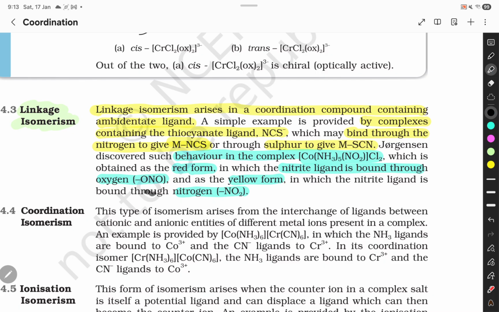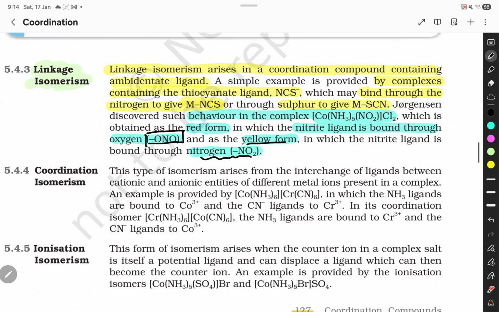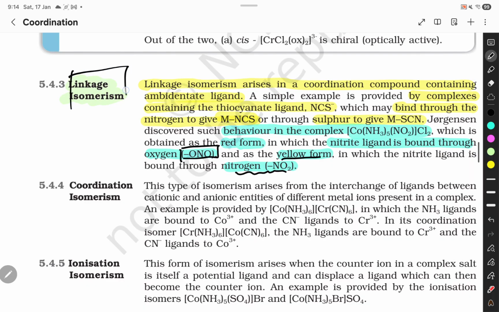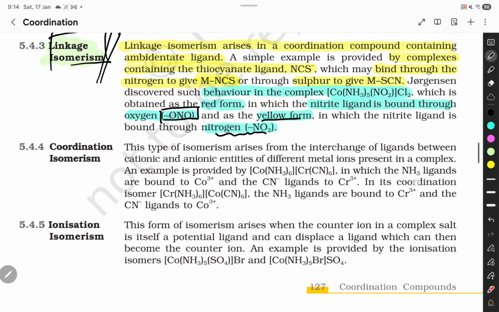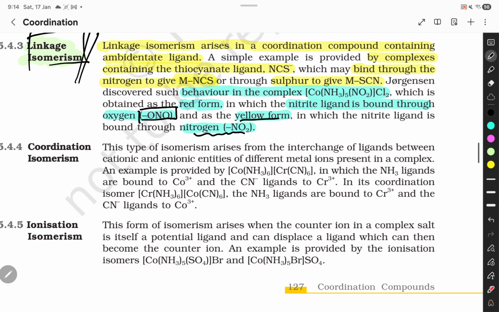So as you guys can see, this specific compound, Co(NH3)5NO2 Cl2, when it's obtained in the red form, it's bound by oxygen, and when it's obtained in the yellow form, it's bound by nitrogen. That's all. Basically, he's trying to tell that this is also an existing isomerism, and I feel like it's a very important point, especially for the colors.